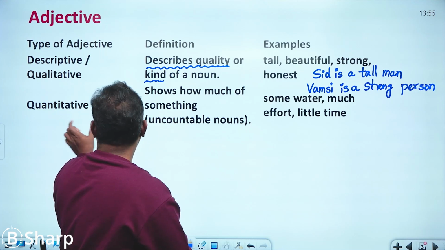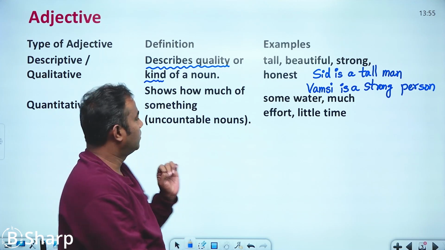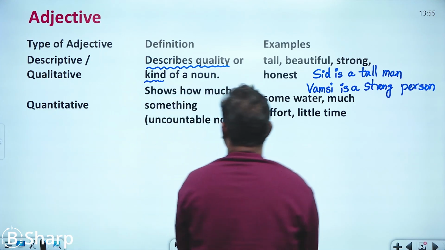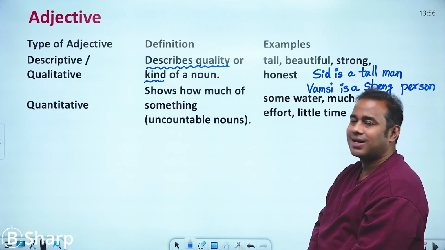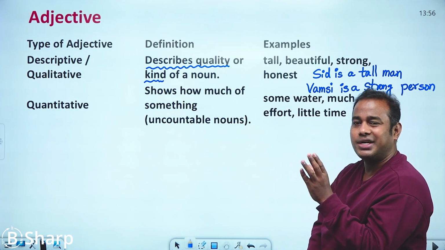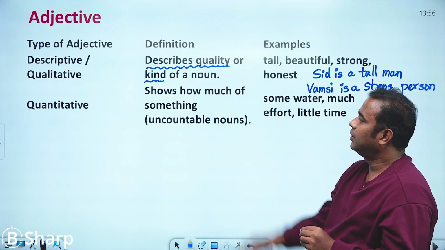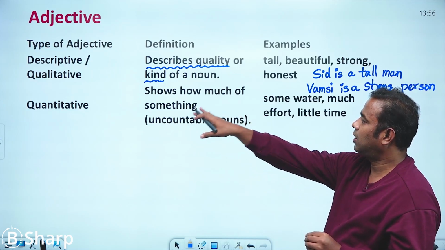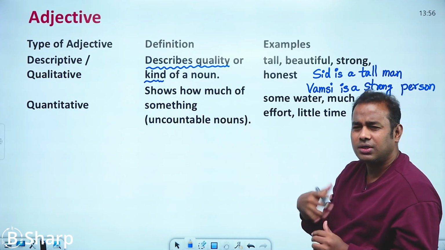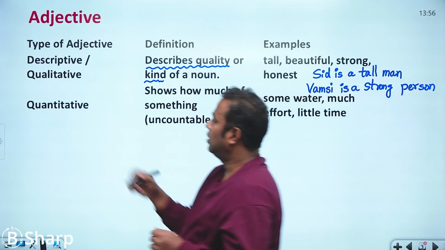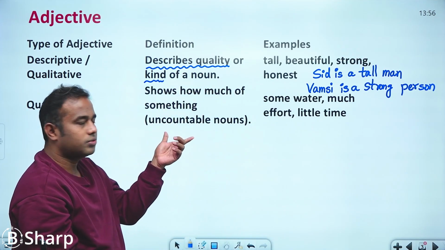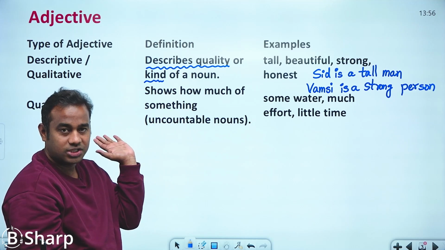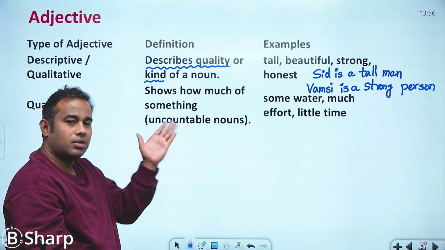Now look at the quantitative adjective. The quantitative adjective shows how much, the total quantity of that respective thing. It shows how much of something, and basically we use this quantitative adjective whenever the nouns are uncountable. So likewise you can have a look here.